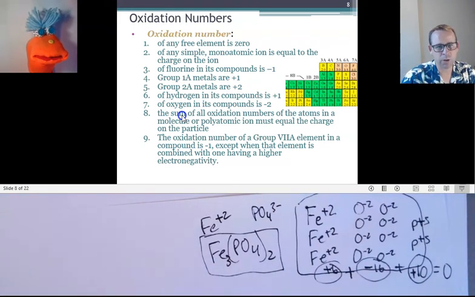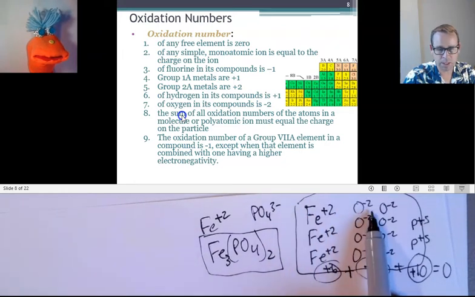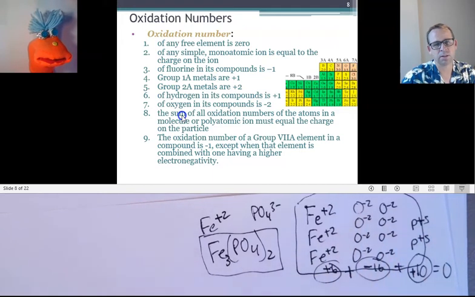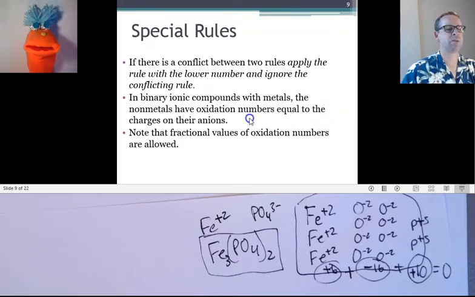Okay? So from that sort of deduction there, we can identify that iron has a +2 oxidation state, oxygen has a -2, and phosphorus has a +5. Okay? So again, the sum of all the oxidation numbers in the atoms adds up to the charge on the particle. And the oxidation number of group 7 here, fluorine, chlorine, bromine, iodine, is usually -1. All right, so let's use some examples here.